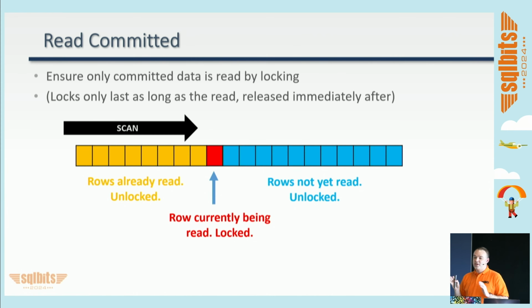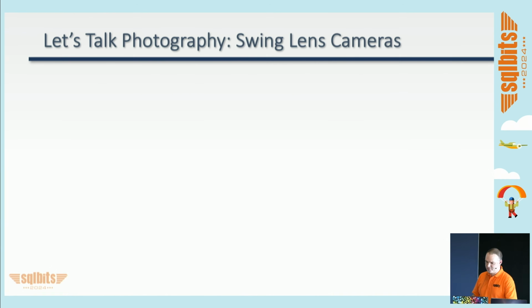Okay, so the way this works is, of course, by locking the data while we read it, but the catch is that the lock is only held as long as the read is occurring, and it's released immediately after. So if each one of these boxes here is a row, the row that's currently being read is locked, but the ones that have already been read are unlocked, and the ones that are not yet read are also unlocked. All right, so it's essentially locking a row, reading it, unlocking it, and moving to the next.